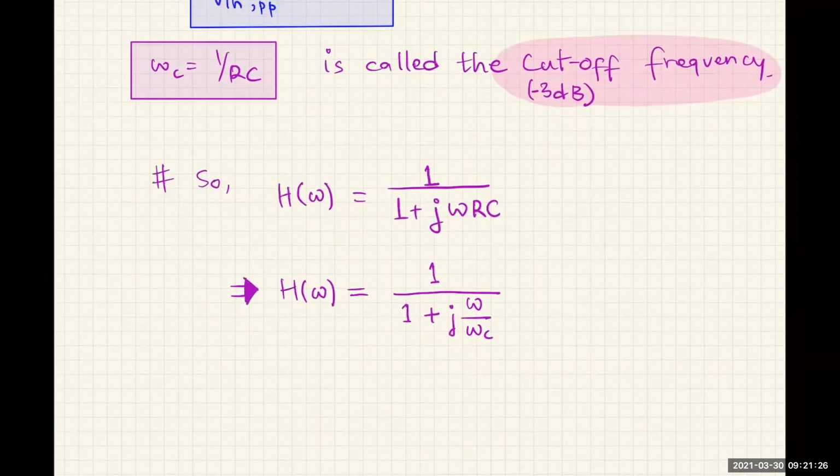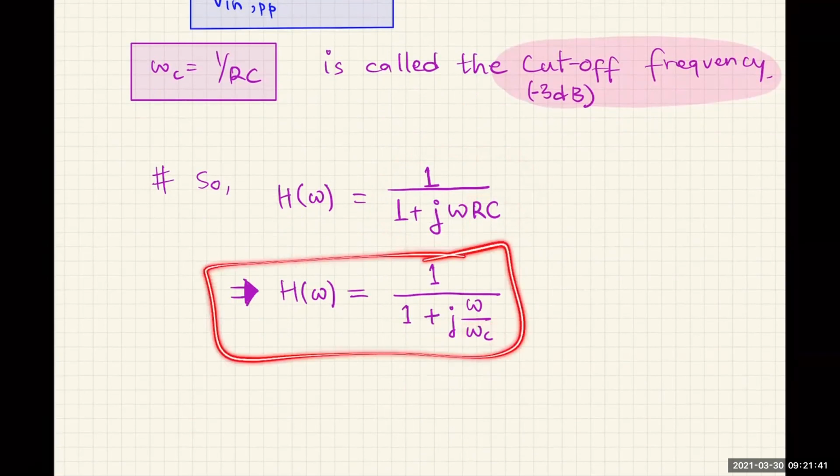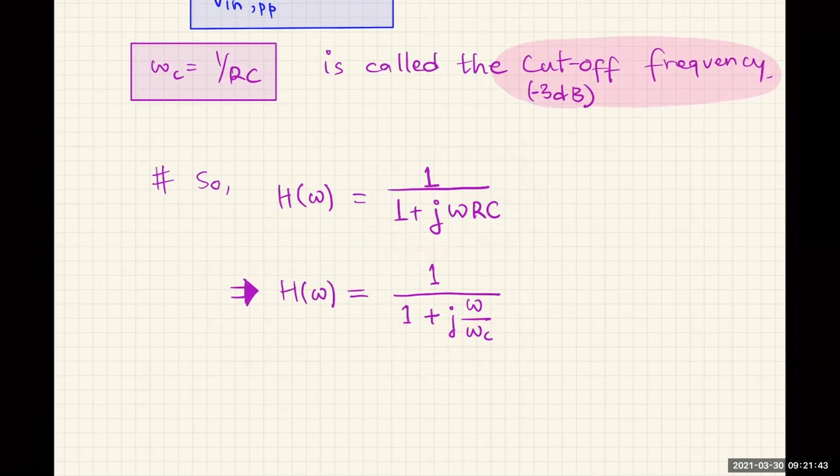You can rewrite this expression in terms of the cutoff frequency, and you get rid of all the circuit parameters in favor of just the system parameter omega c. So this is another form you can write it in.